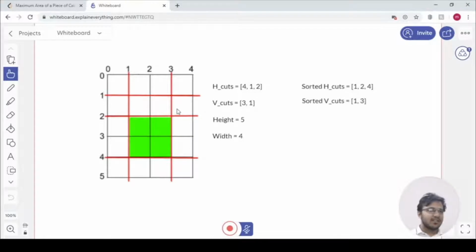Like this here is the distance from the 0th, that is the top of the cake, to the first cut. So this distance here is equal to 1. This distance here is equal to the difference between the horizontal first and the second cuts. So 2 minus 1. So this distance here is 1. This distance here is the distance between the second and the third horizontal cut. So 4 minus 2, that is 2. And this here is the distance between the total height minus the last cut of the cake. So here the distance is 1.